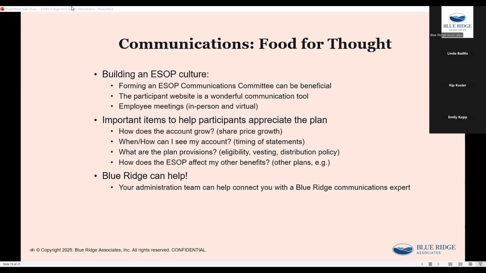You can do that through the website. Your communications committee can do meetings, in person and virtual. We do have a communications team. These are experts that have years of experience in all types of communication issues. They can help you with the stuff to go on the website, flyers, emails, presentations, both in person and virtual. So please reach out to your ESOP consultant for help in those areas as well.